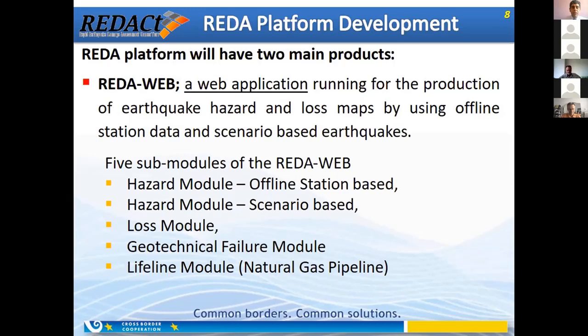Another product will be the REDA web application, which is a web application running for the production of earthquake hazard and loss maps by using offline station data and scenario-based earthquakes. Again, we have 5 sub-modules for this web application: the hazard module for offline station-based and the hazard module for scenario-based, the loss module, the geotechnical failure module, and the lifeline module for the natural gas pipeline.